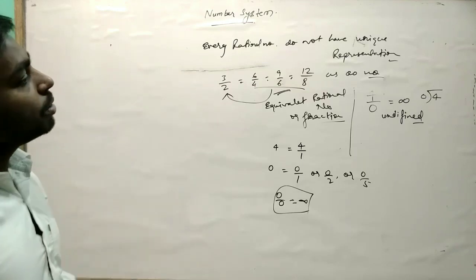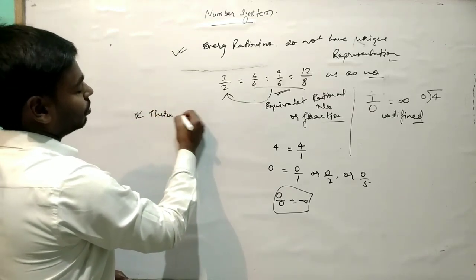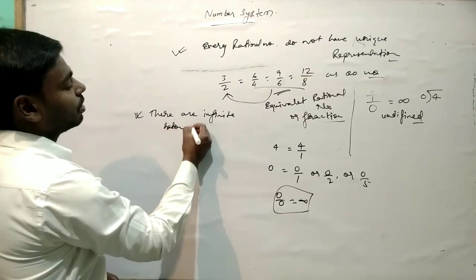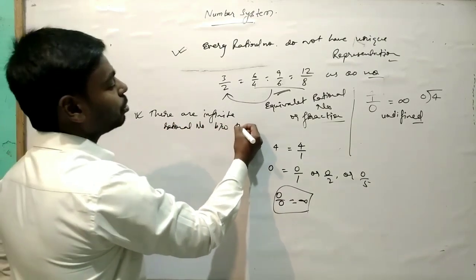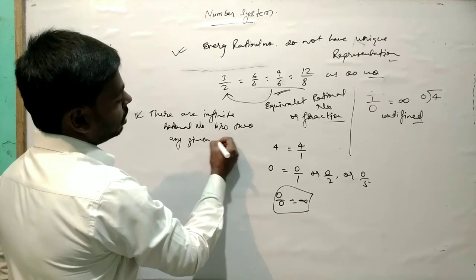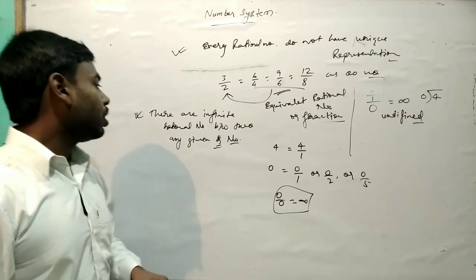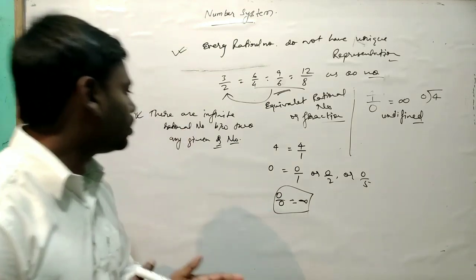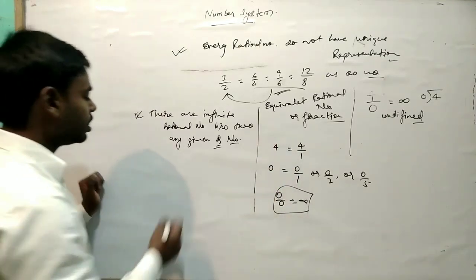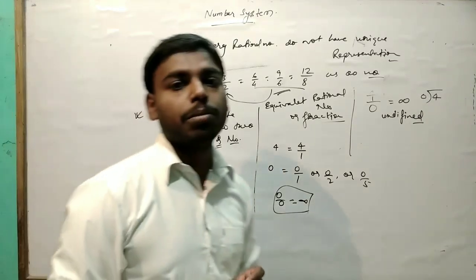Okay, next fact is there are infinite rational numbers between any two given rational numbers. Q is a set of rational numbers, so there are infinite rational numbers between any two given rational numbers. How is it possible? Let's see this example, 3 and 4. There are infinite rational numbers between 3 and 4.